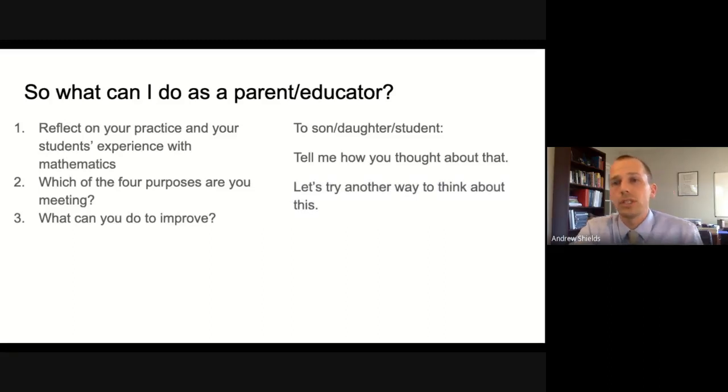Or if your student is stuck, well, let's try to think about it another way. Can we draw a picture? Can we look at a different problem? What can we do to get through this? And just those two simple questions over and over are really important. How did you think about that? And can we think about it a different way? And those can both be done whether the student is right or wrong the first time through.